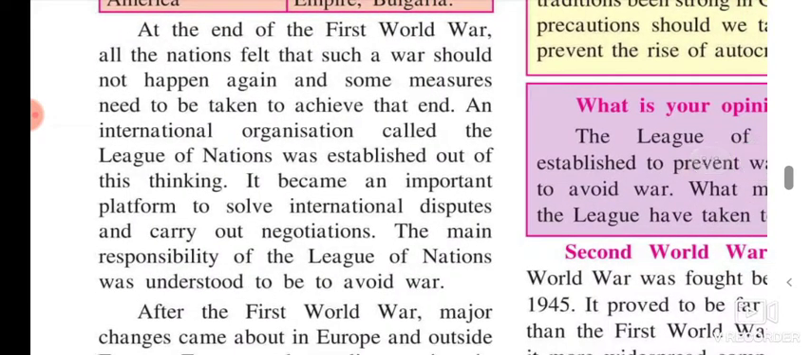At the end of the First World War, all the nations felt that such a war should not happen again, and some measures need to be taken to achieve that end. An international organization called the League of Nations was established out of this thinking. It became an important platform to solve international disputes and carry on negotiations. The main responsibility of the League of Nations was understood to be to avoid war.